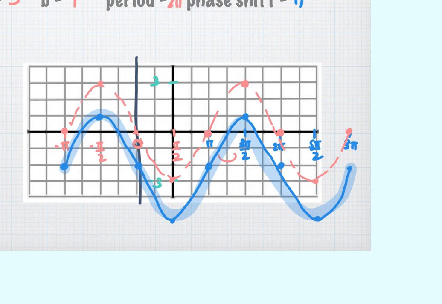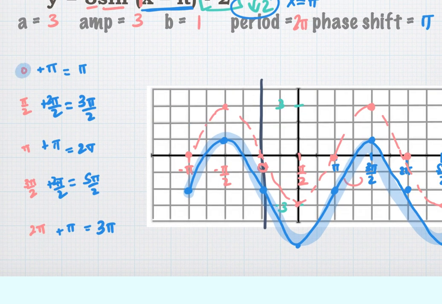Jalen. Because, why did I start at pi? Is that what you mean? Yeah. Because of the phase shift. So this phase shift shifts everything to the right pi. So instead of starting at 0, 0, you're starting at pi, 0.